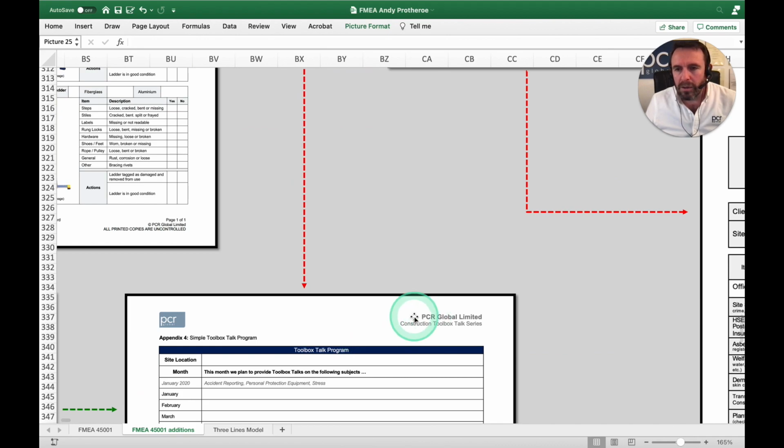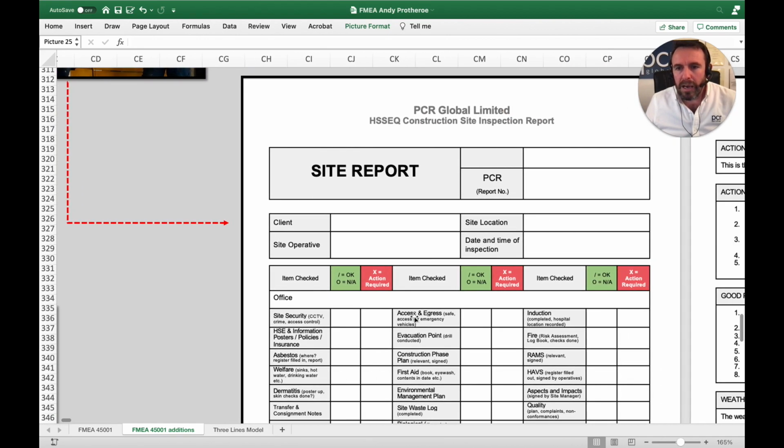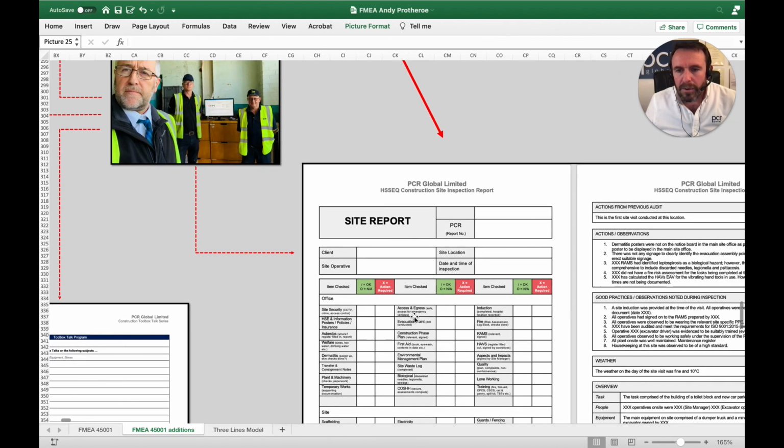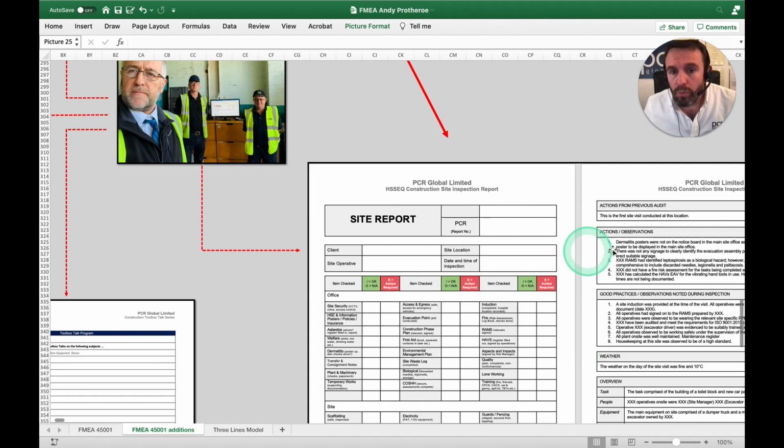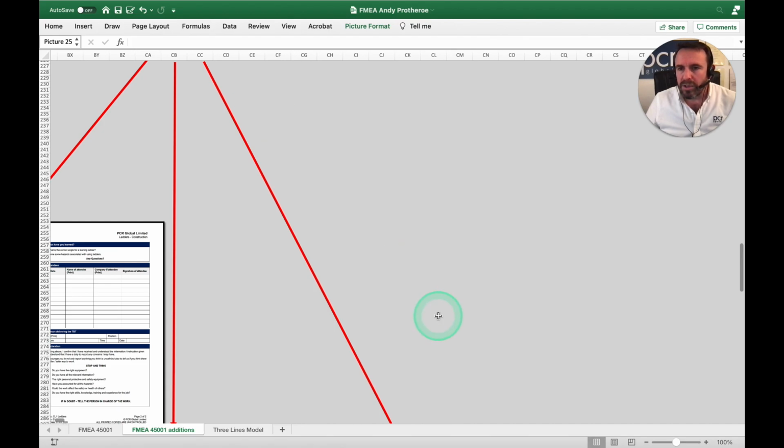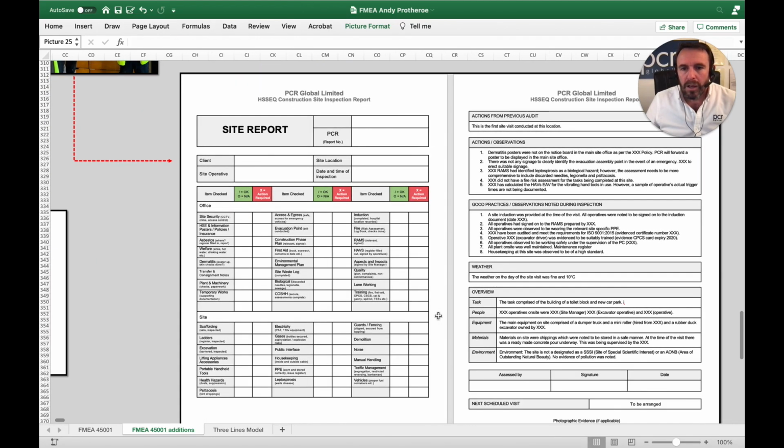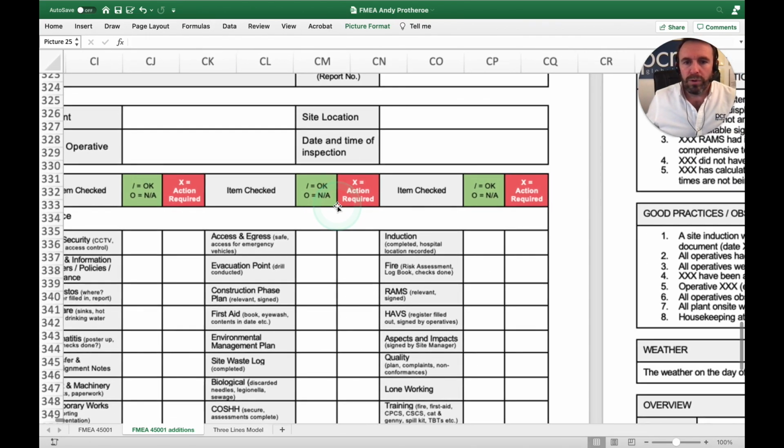He's checking the management program, and he's going to be undertaking quite an in-depth report when he's on site as well. I'm going to be auditing that if I'm sitting in internal audit. Let's have a quick look through this site report.